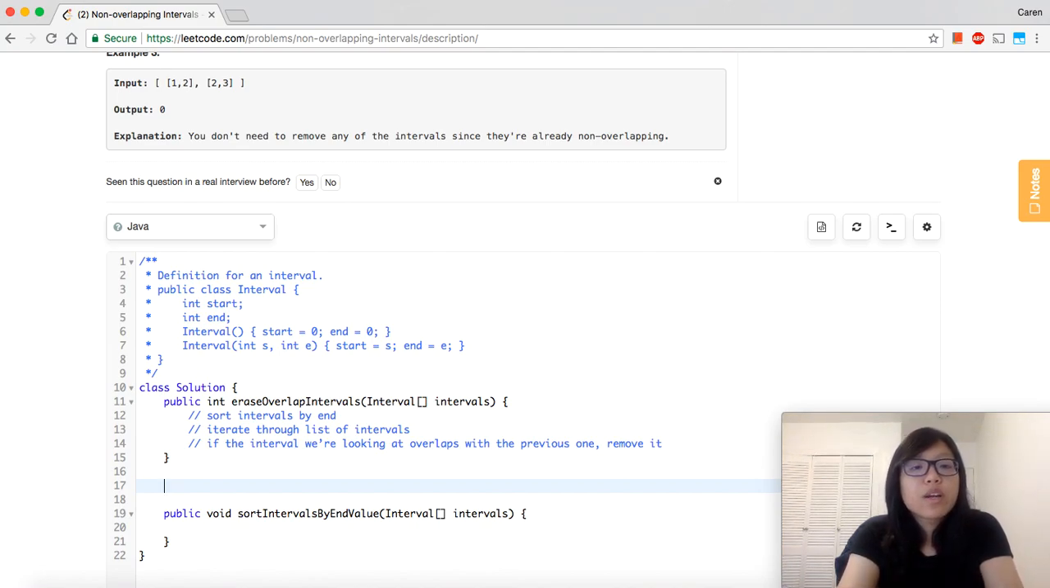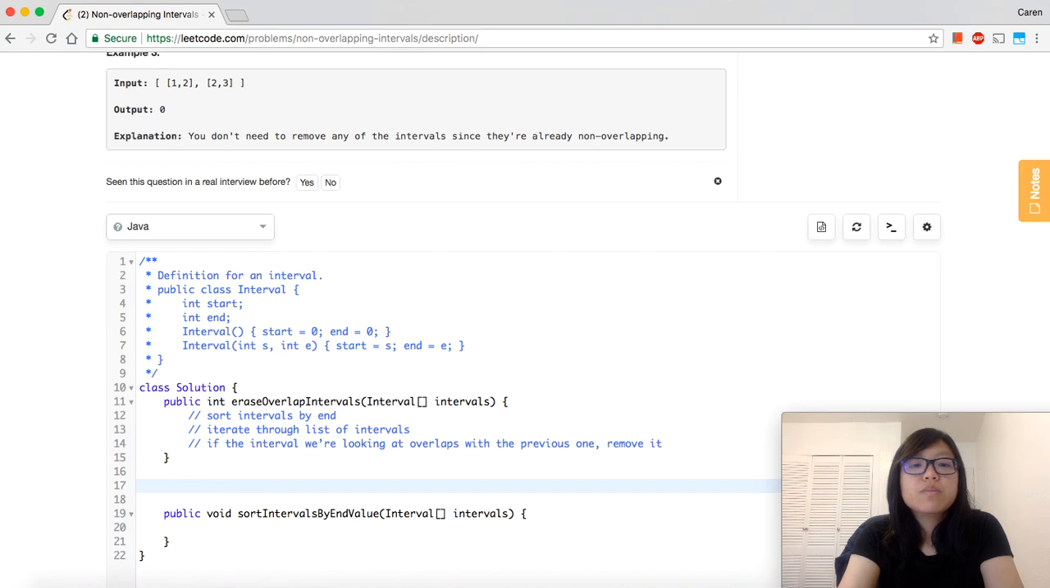The next thing is we want to iterate through the list of intervals. I can't think of a good helper method for that. It's probably just going to be some kind of for loop or while loop. The third point we want to do is if the interval we're looking at overlaps with the previous one we examined, then we want to remove it.